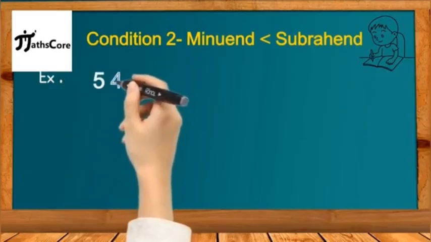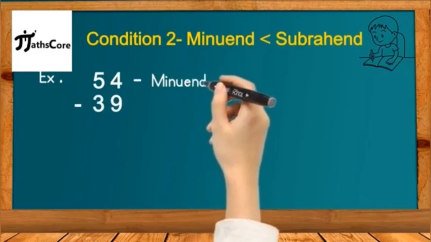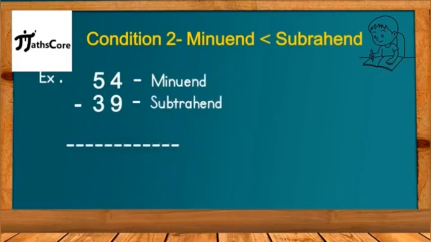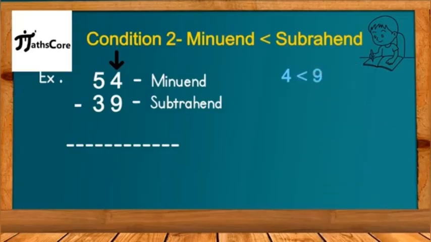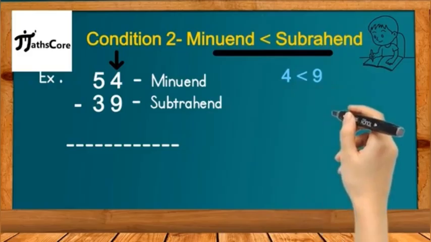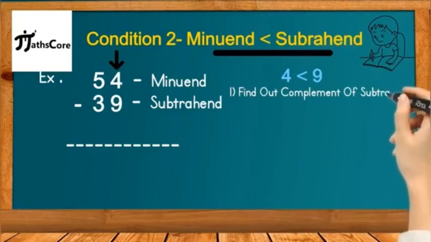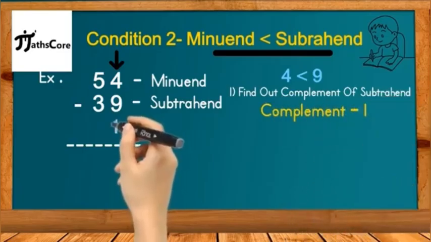Example is here 54 minus 39. In this example, 54 is minuend and 39 is subtrahend. Now, if you observe this example at the unit place, then you will understand 4 is minuend and 9 is subtrahend. If we compare 4 and 9, then you will understand 4 is less than 9, means minuend is less than subtrahend. So if you get such kind of example, then you have to follow 2 steps. In the first step, you need to find out complement of subtrahend, which is 9 here. Okay, so complement of 9 is 1. So write down below 9.